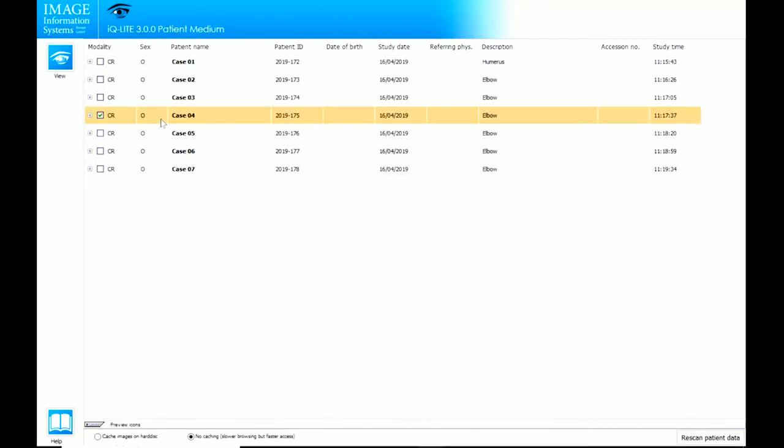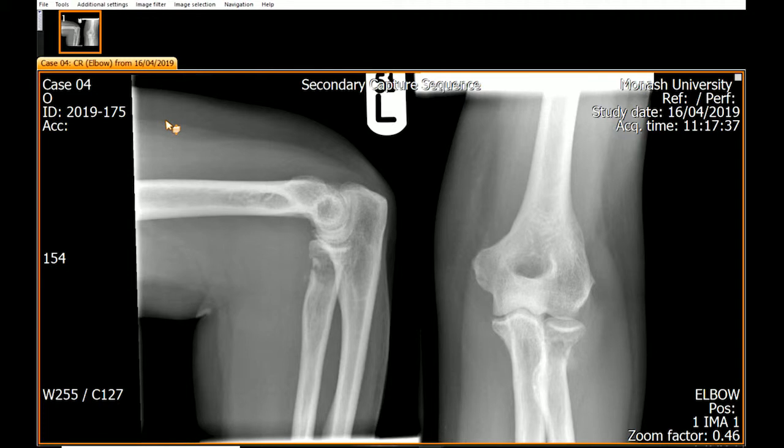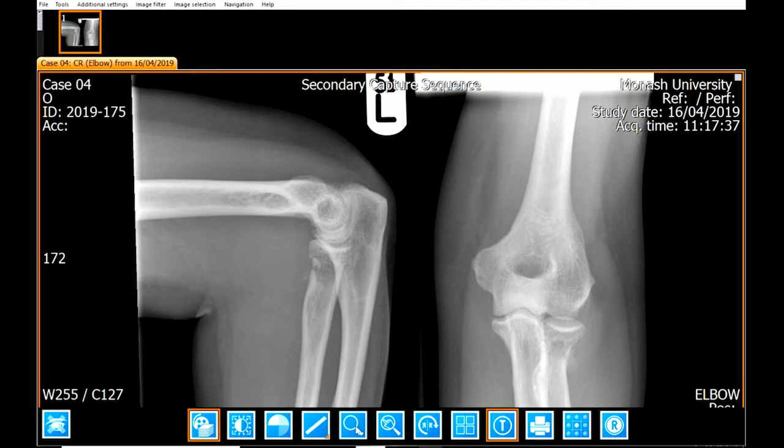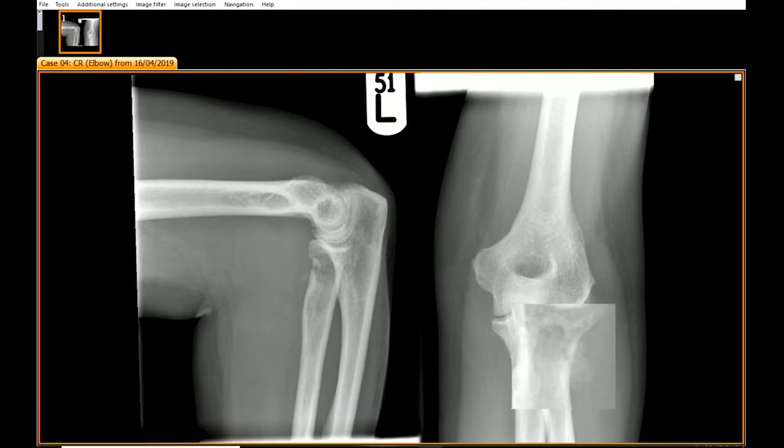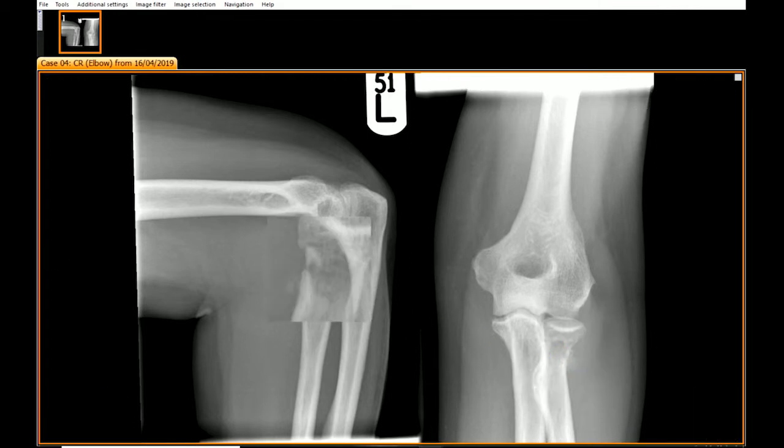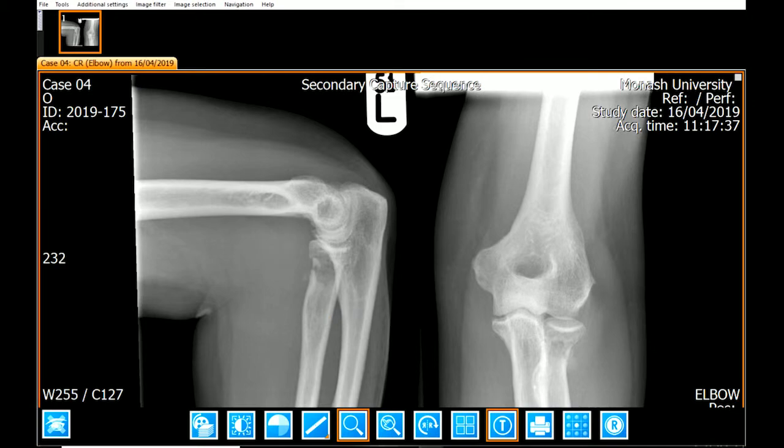For case 4, this is a patient with a previous injury to the elbow and has now re-injured, and the request is to exclude if there's an acute fracture. So if we look at the radial neck of the radius, we can see that there is some soft callus formation on the lateral cortex. And on the lateral view, we can see the same thing. And this indicates that this is a healing fracture and that it is not acute.